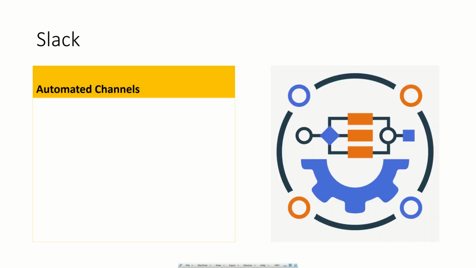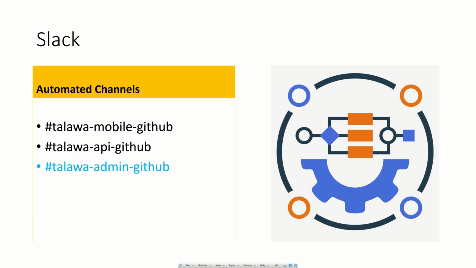We also have automated Slack channels where the GitHub actions are presented, and these are Talawa Mobile GitHub, Talawa API GitHub, Talawa Admin GitHub, and Talawa Docs GitHub. Subscribe to these so that you can see when we have new issues, PRs, and discussions.